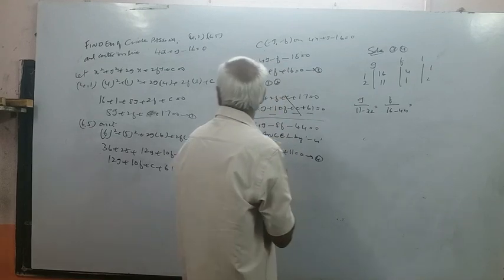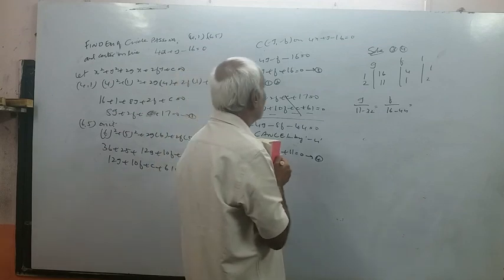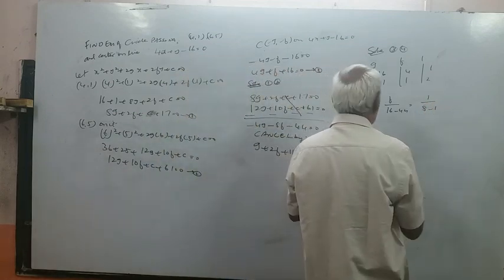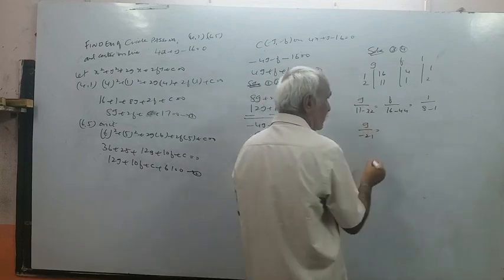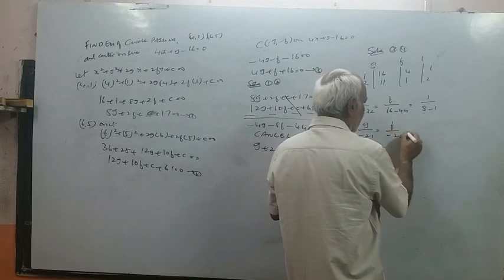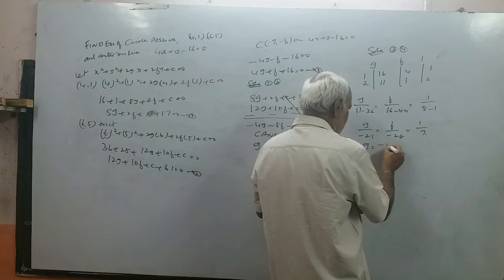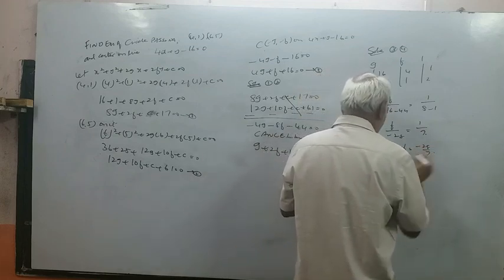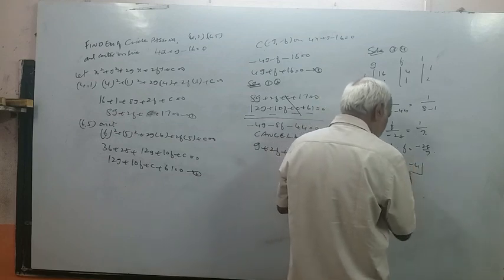Next 1 by 8 minus 1. So it is g by minus 21, f by minus 28, 1 by 7. Therefore, g is equal to minus 21 by 7, f is equal to minus 28 by 7. So g is equal to minus 3, f is equal to minus 4.